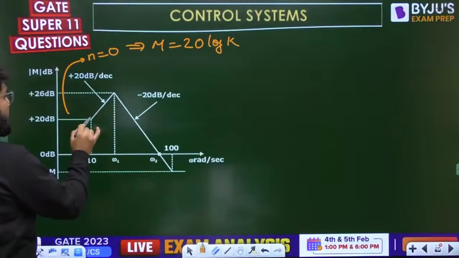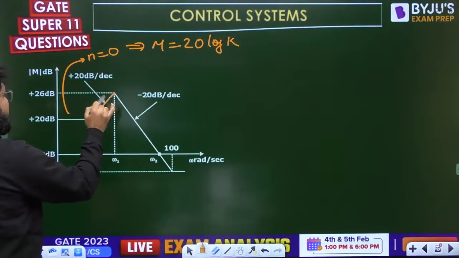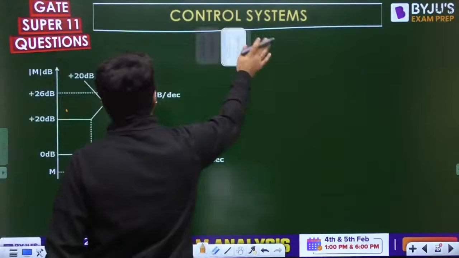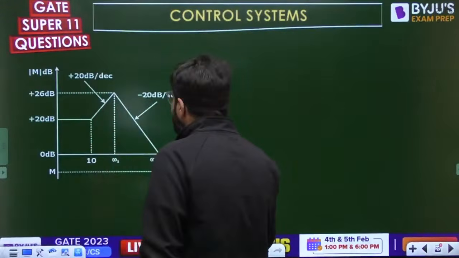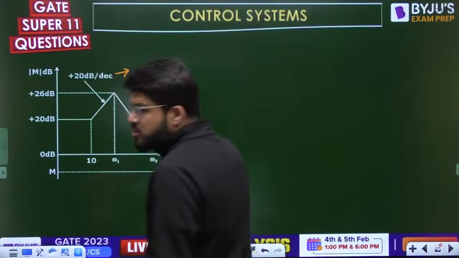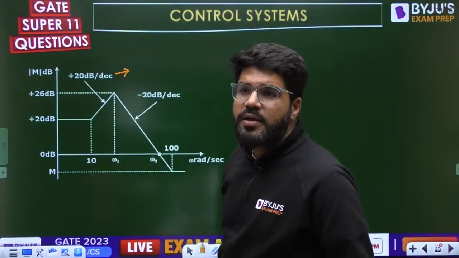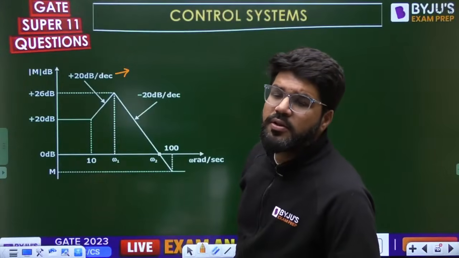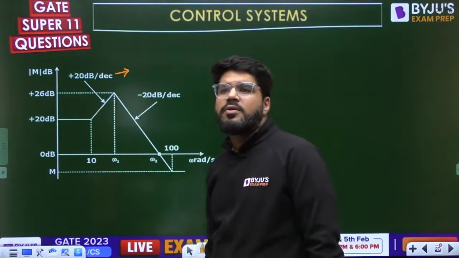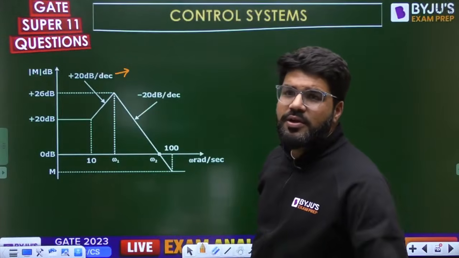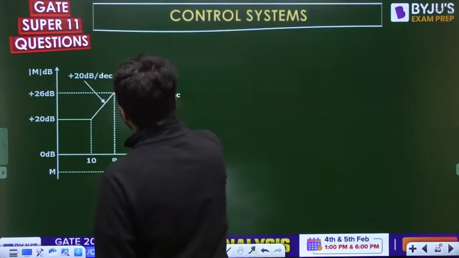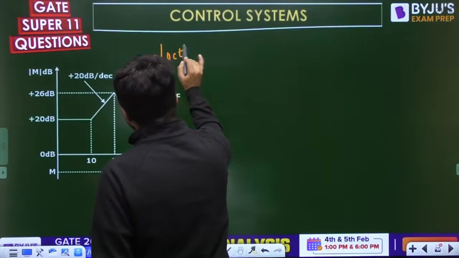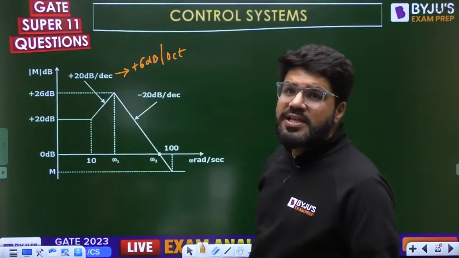So when I look at this slope, this is 20 decibel per decade. The point to be noticed here: how do we simplify this? A 20 decibel per decade slope is also equal to 6 decibel per octave. 20 dB per decade slope is also equal to 6 dB per octave.